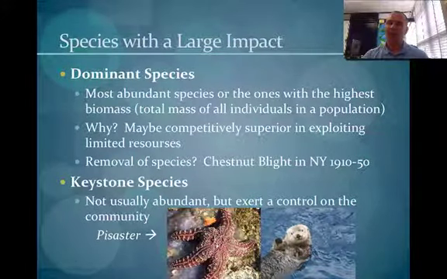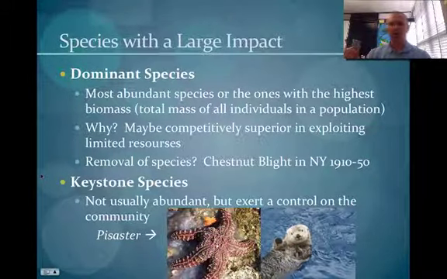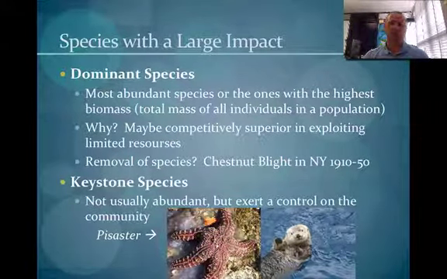Now, the second type of species that has an impact would be a keystone species, and it does have a very large impact. They're not usually the most abundant species, but they're one that holds the whole ecosystem together. For example, Pisaster, which is starfish, in tide pools.